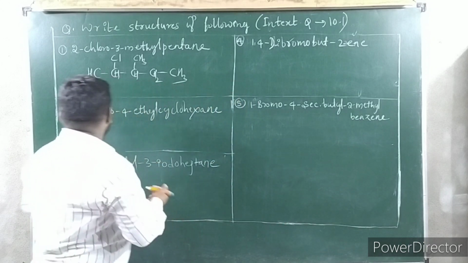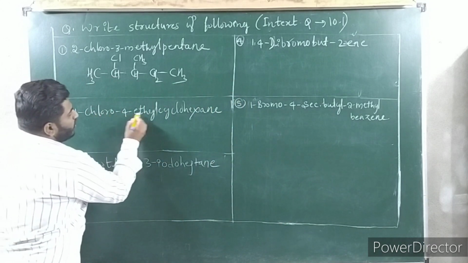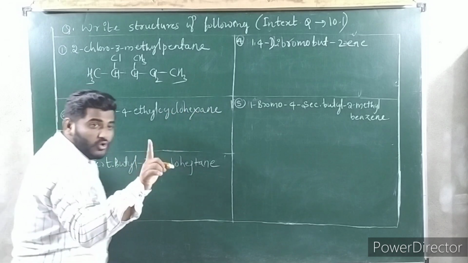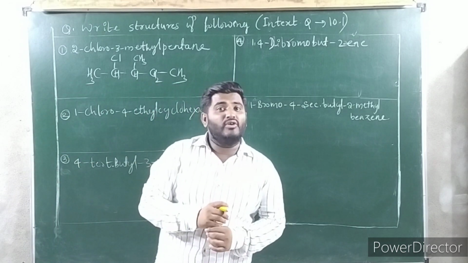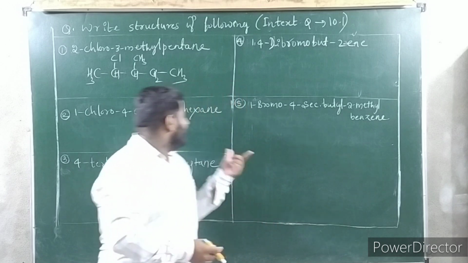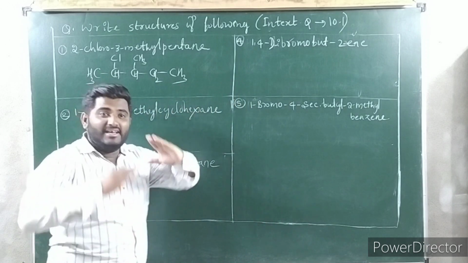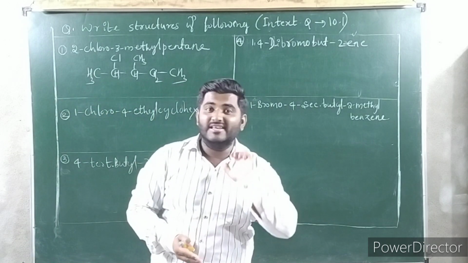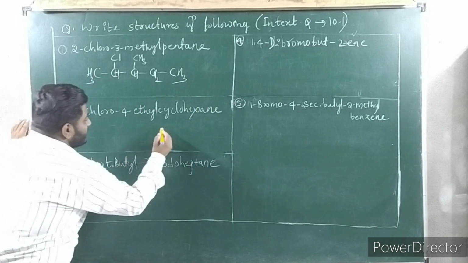Simple. So the second one is 1-chloro 4-ethyl cyclohexane. I told you, while writing the structure what you have to keep in mind: the last word. What is there here? Cyclohexane. Cyclo means cyclic, hexane means 6 carbons. See what you have to do? You have to take like this.